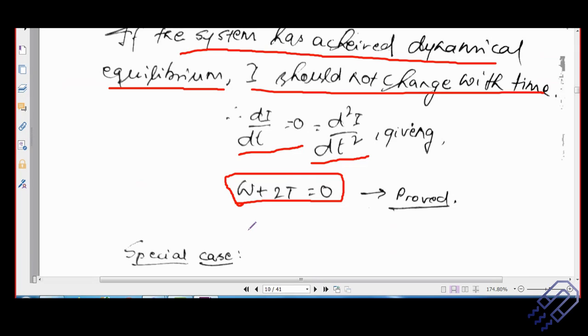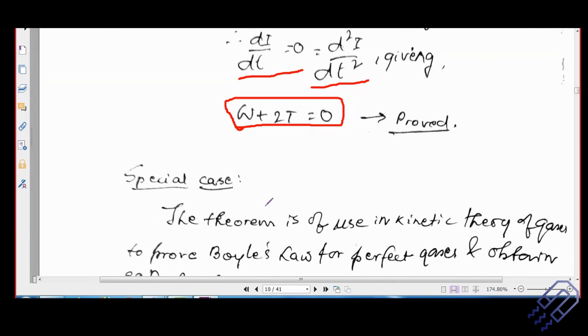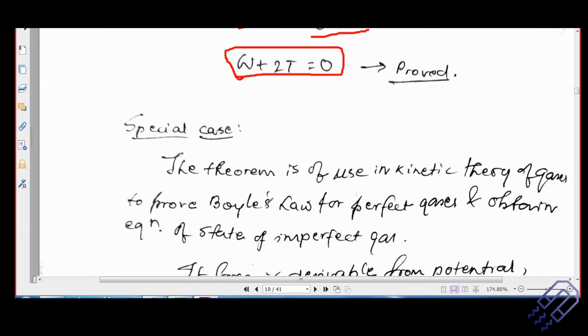There are some special cases, and of course we might be thinking about what the application of this Virial theorem is. Well, we are not going to go into a very detailed application of the Virial theorem, but we are definitely trying to understand the application part. We're not going into the mathematical part. We will try to understand this.